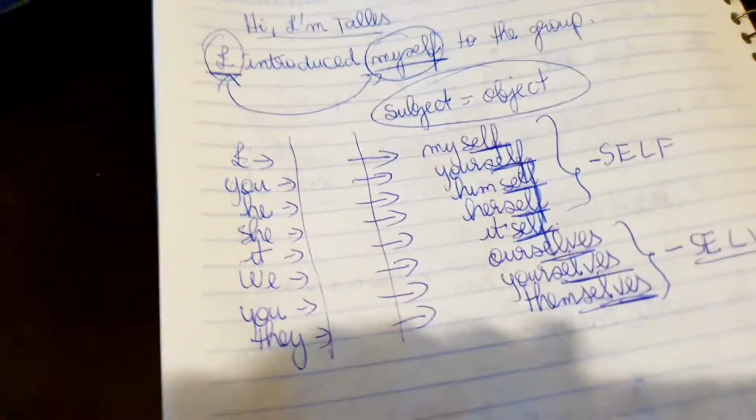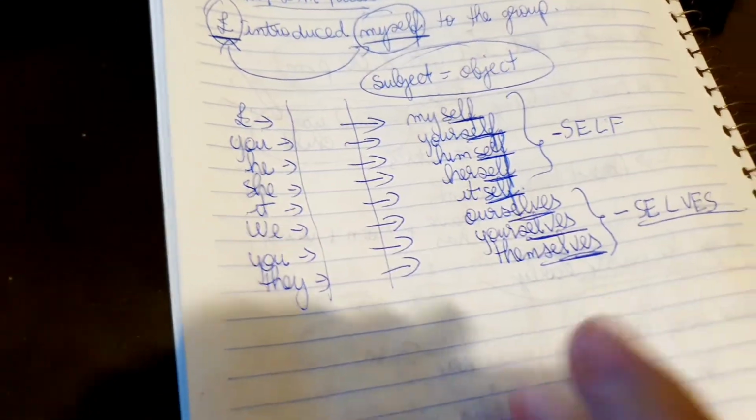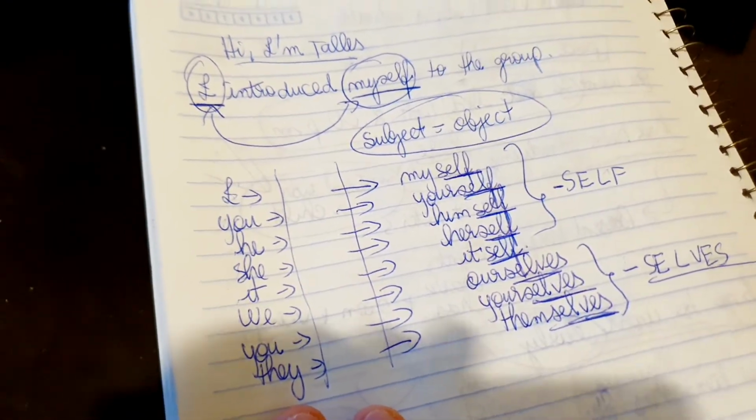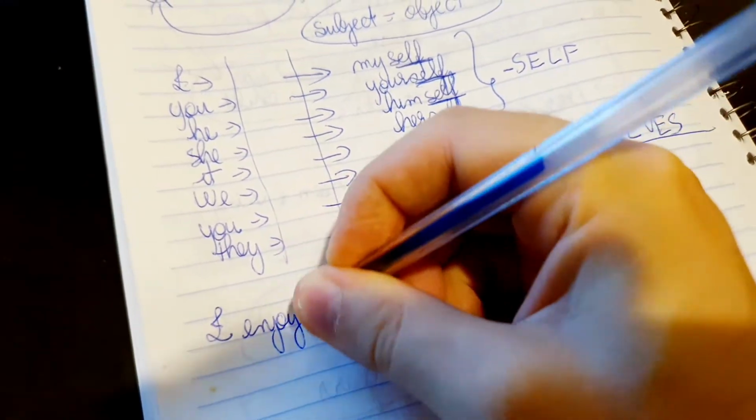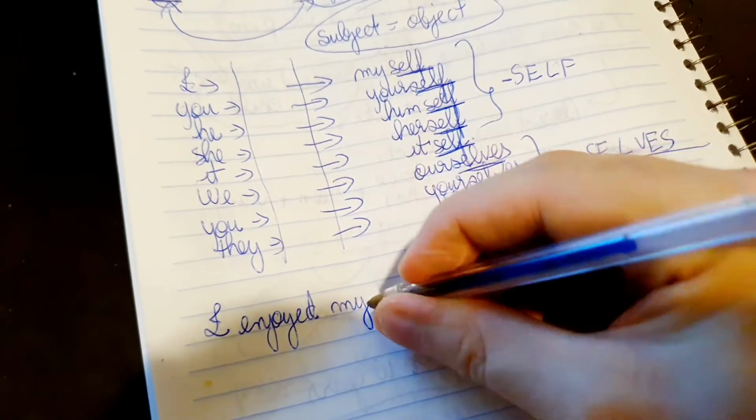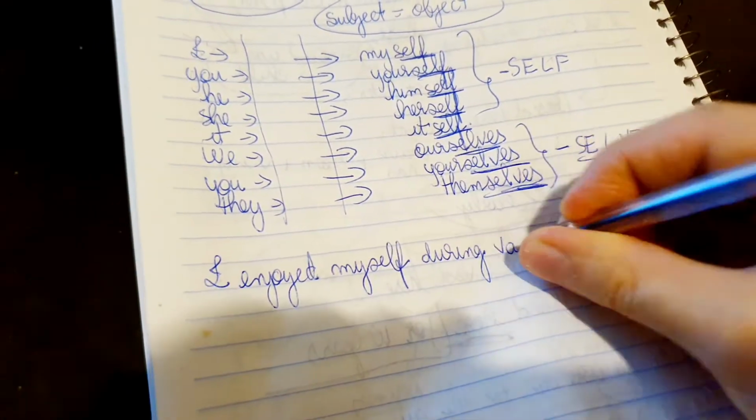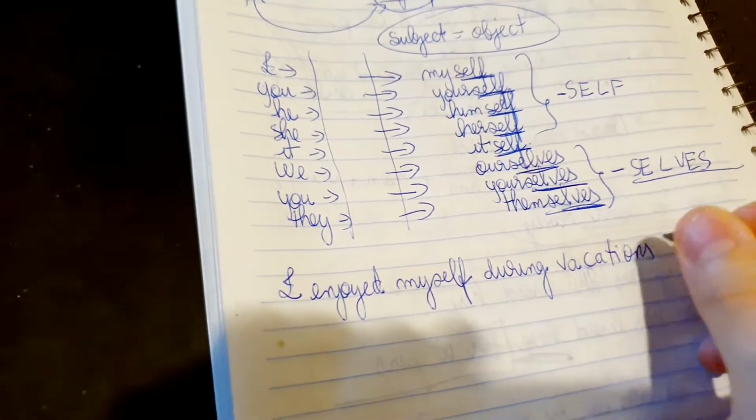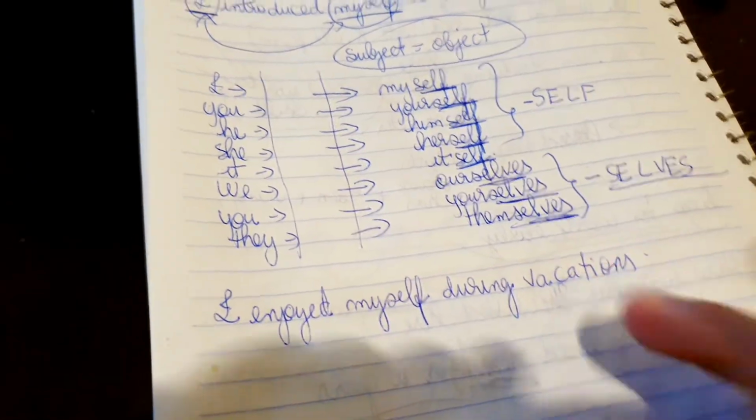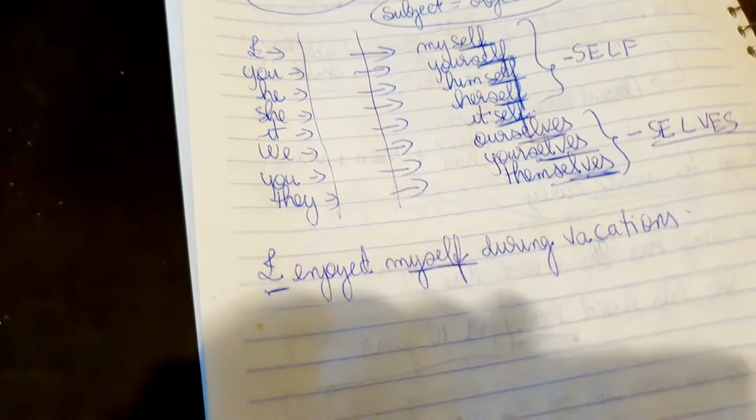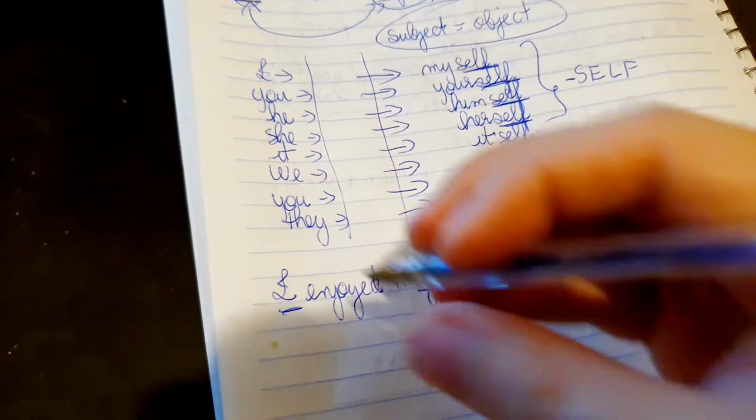Now we will see some of the contexts we have to be aware of, right? I enjoyed myself during vacations. So it means that I had fun. My trip was great. I enjoyed myself. So the subject and the object, they are the same.